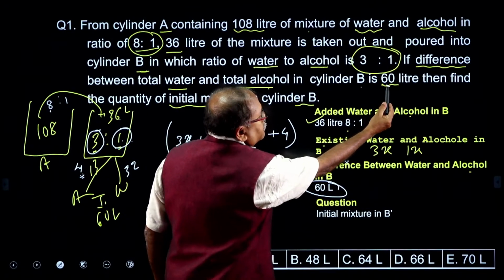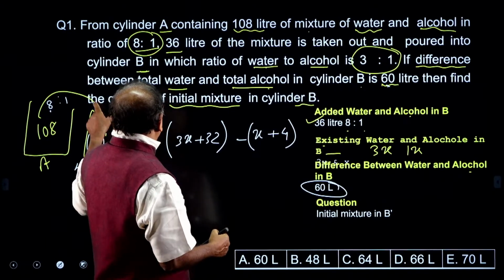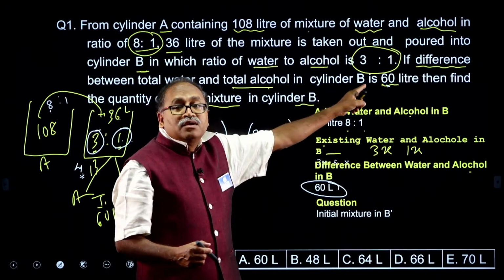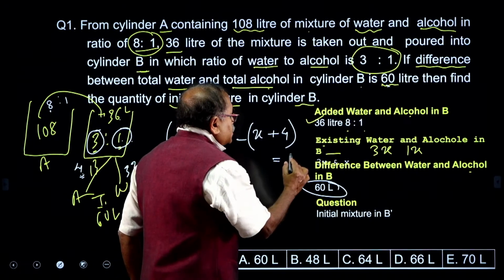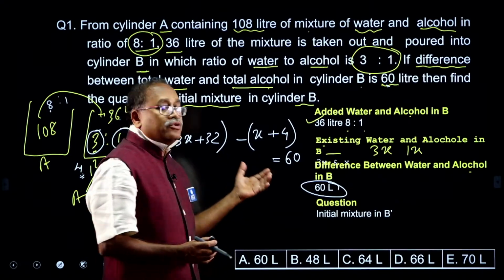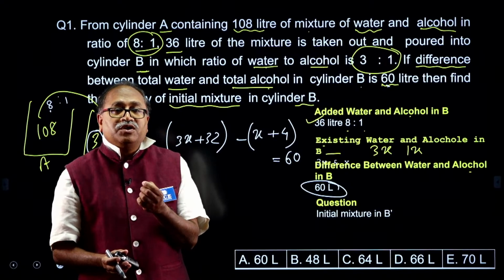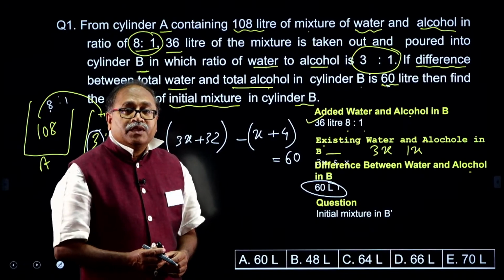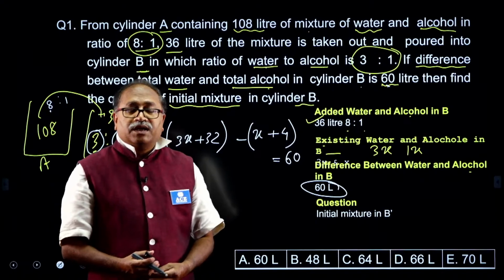Look at this one, here we have the difference between the final total water and the total alcohol, the difference is 60 liters. So this is water and this is alcohol, which is equal to 60 as given to us. Once I know that, I will be able to find the x value, and once I get the x value, I can find the initial quantity of mixture in cylinder B, and how much is cylinder B? That is 4x. Come on, my friends, answer the question.